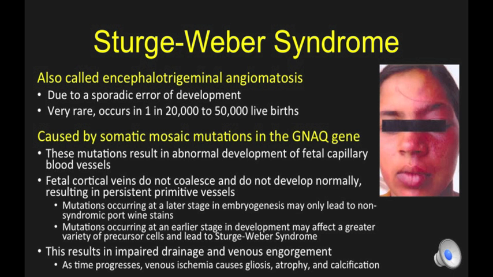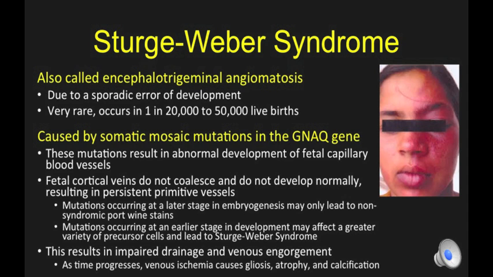The patient was diagnosed with Sturge-Weber syndrome, also called encephalotrigeminal angiomatosis. This is due to a sporadic error of development and is very rare. It occurs in 1 in 20,000 to 1 in 50,000 live births.